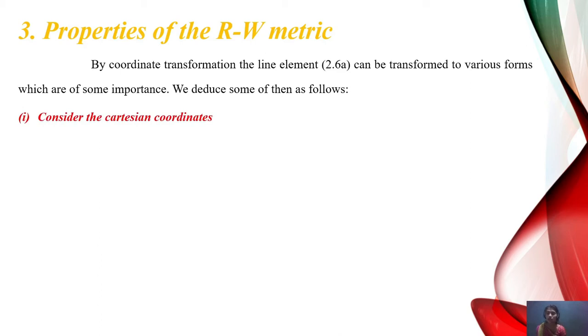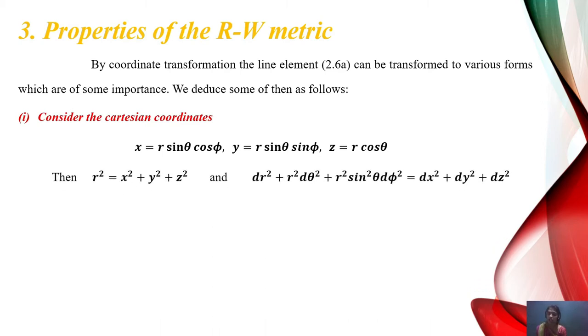some of the important ones. We deduce some of them. Then consider the Cartesian coordinates x equals r sin theta cos phi, y equals r sin theta sin phi, and z equals r cos theta. Then r square equals x square plus y square plus z square, and we consider dr square plus r square d theta square plus r square sin square theta d phi square equals dx square plus dy square plus dz square. Both of these forms we will be considering, and the values will be put in this form.